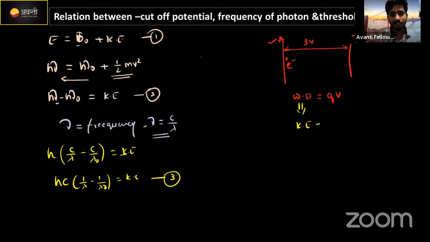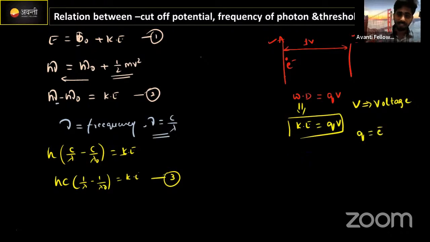So kinetic energy is equal to charge into voltage. Here V means it is not velocity. V stands for voltage, so Q into V. But here the charge is the charge of the electron. Substitute that value here. Hence, kinetic energy will become e into V. This is also one of the equations for kinetic energy.